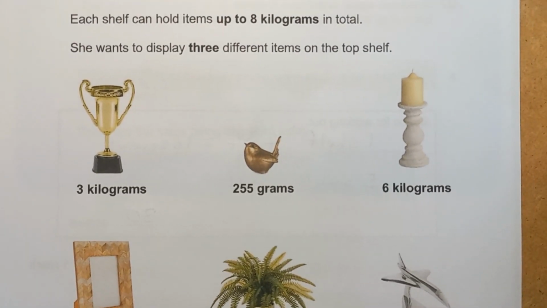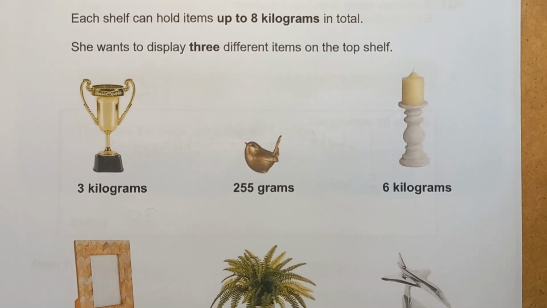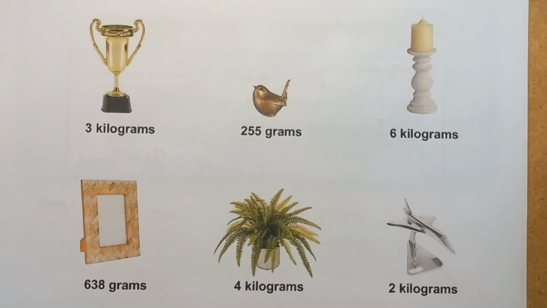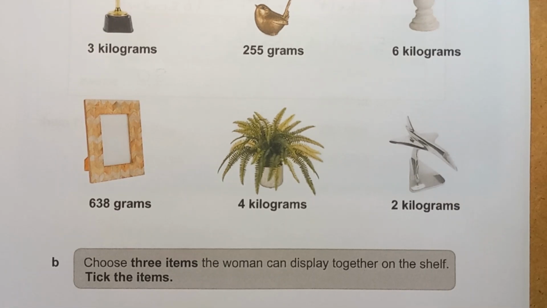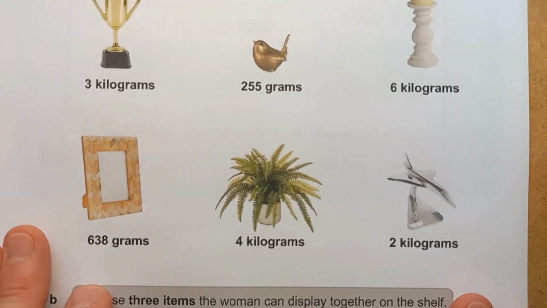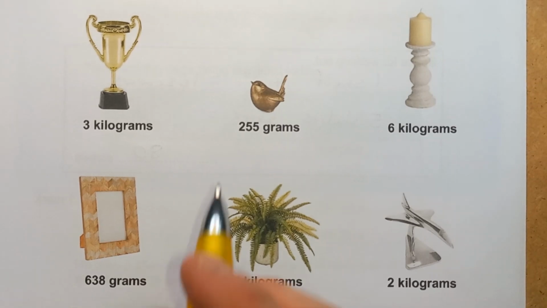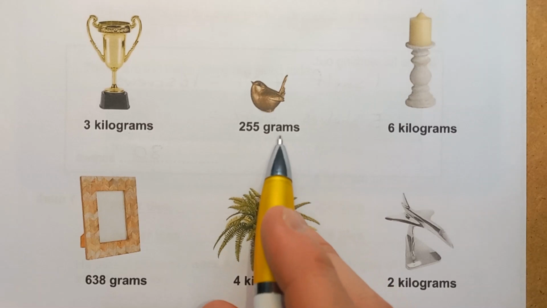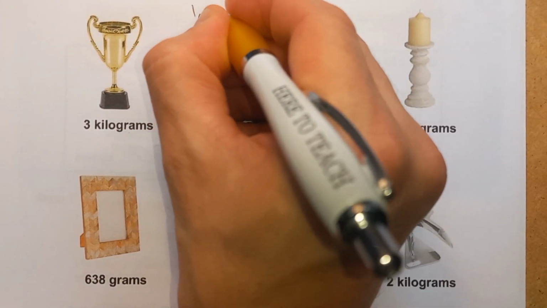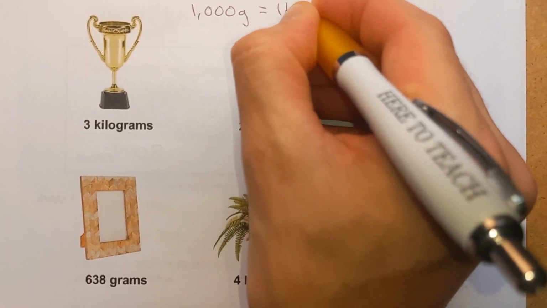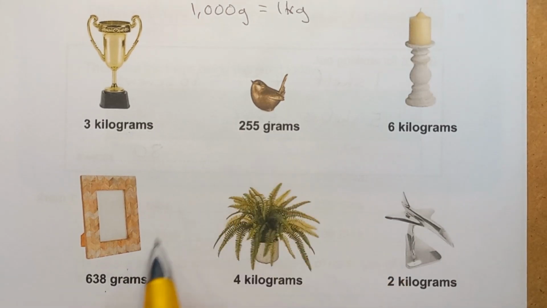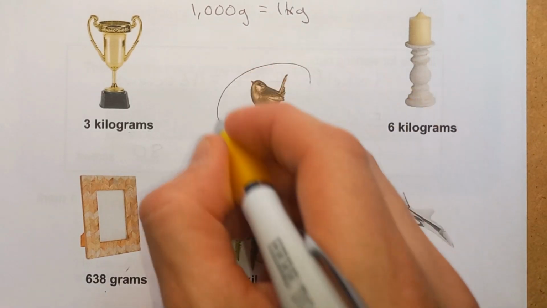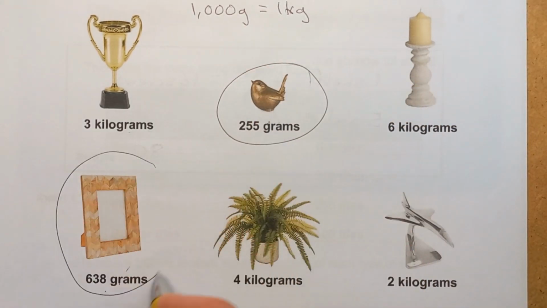Each shelf can hold items up to 8 kilograms in total. She wants to display 3 different items on the top shelf. Okay, there's 6 items there. Choose 3 items the woman can display together on the shelf. Tick the items. Well, before we work these out, I'm going to go with the lightest ones. Okay, and then we'll see what weight that is. But some of these are in kilograms, some are in grams. So we're going to need to know that we've got 1,000 grams in 1 kilogram. So which are going to be the lightest ones? Well, these 2 are less than 1 kilogram. So I'm going to go for this robin or bird there and this photo frame.